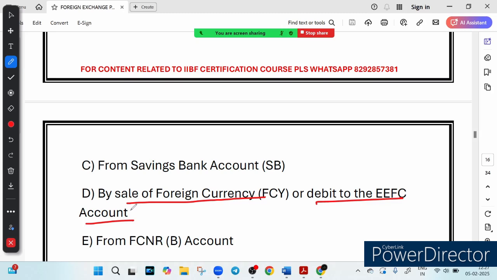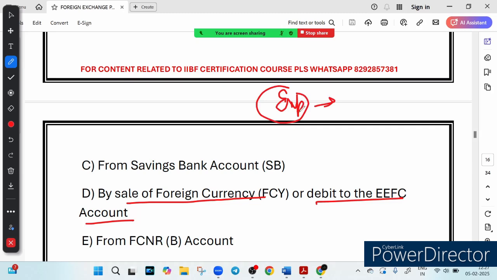Let's say you are an exporter and you have a foreign currency loan for your shipment. When the loan interest is due, the interest amount is collected by converting the foreign currency you have earned through your export or by deducting it from your EEFC account. So what I am telling you, you are an exporter, right?